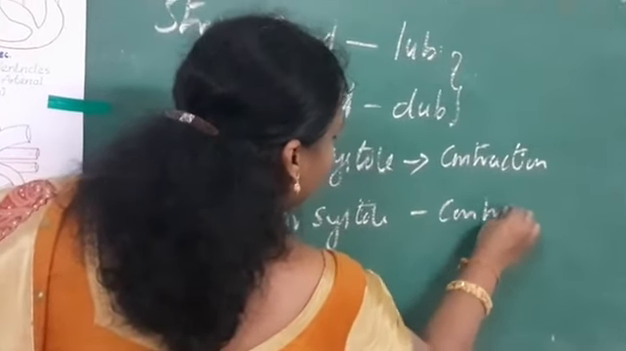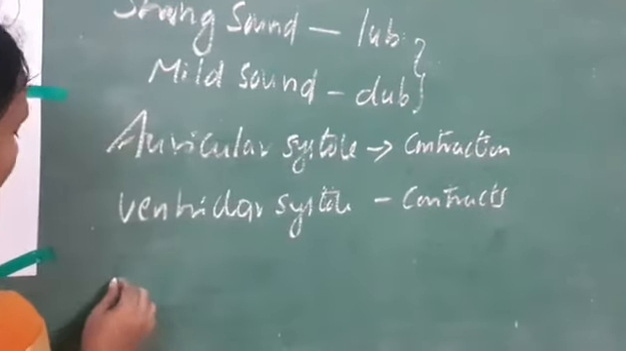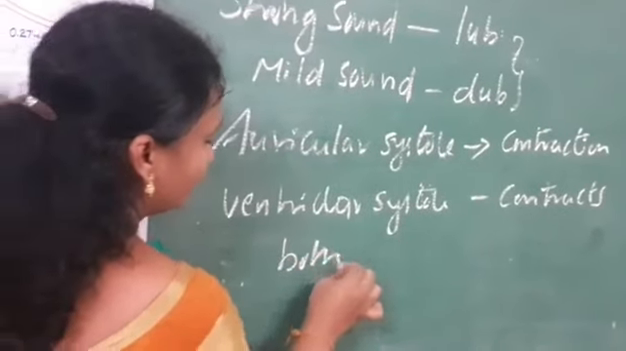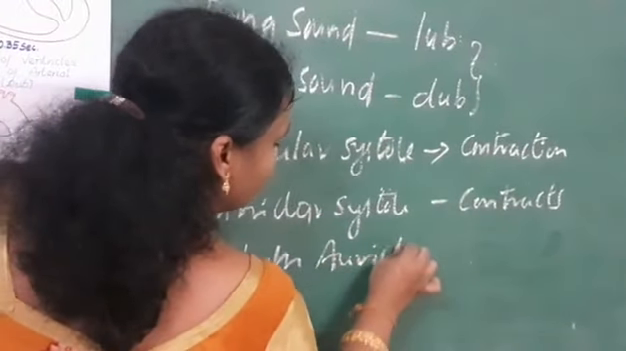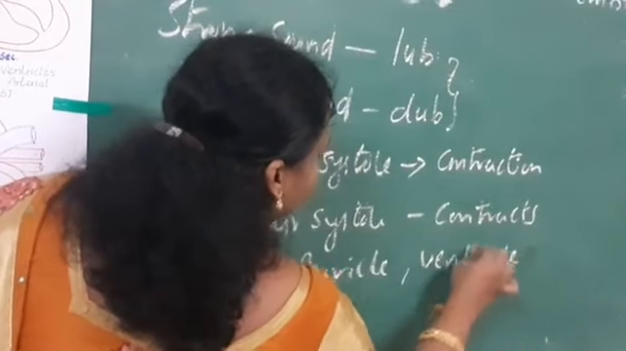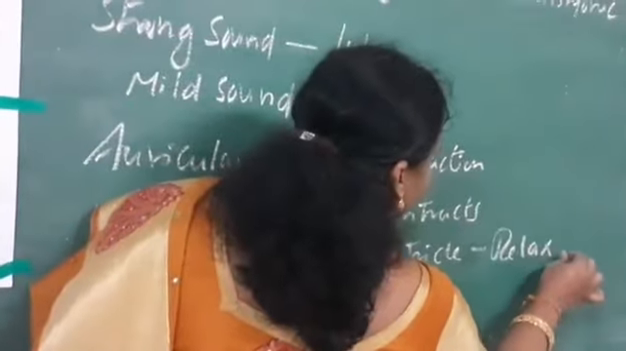Ventricular systole. Here the ventricles contract. Next, both auricles and ventricles get relaxed. That relaxation we call diastole.